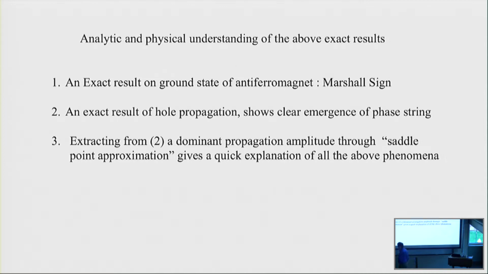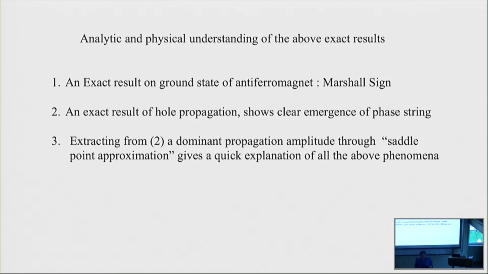The first result is on the so-called Marshall sign, about the nature of the ground state of an antiferromagnet. The second is a formal result about the propagator of a hole in an antiferromagnetic background. This result is the starting point of the idea and the picture of the phase string. It is a formal result, and it tells you where the spin backflow comes from.